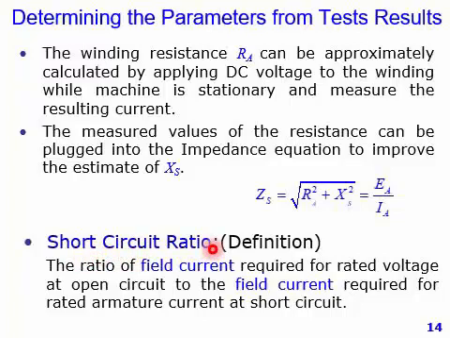Short circuit ratio. This is a ratio usually used in industrial terminology, that's why this ratio is defined here. It can be defined as the ratio of the field current required for rated voltage at open circuit to the field current required for rated armature current at short circuit. So this ratio is called the short circuit ratio. This term is used in industries.